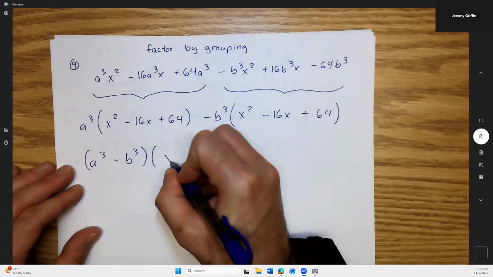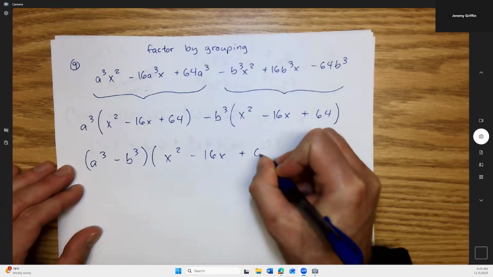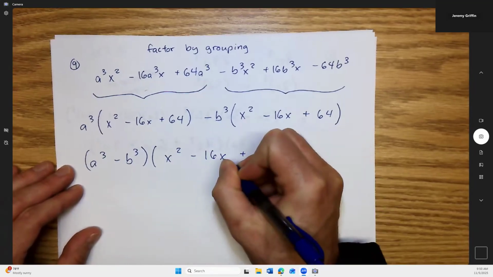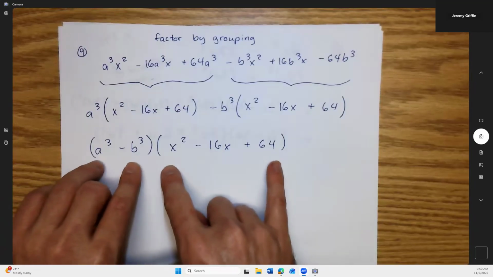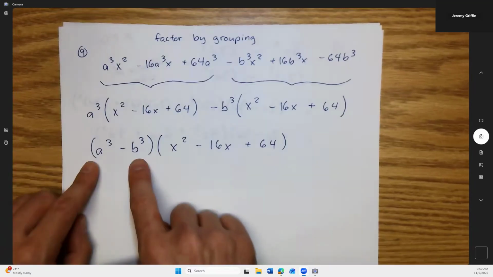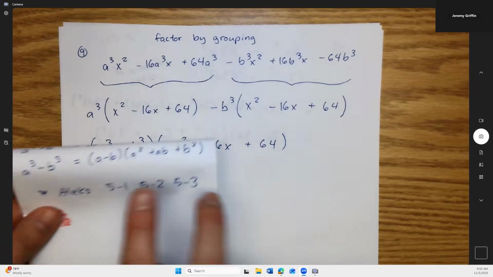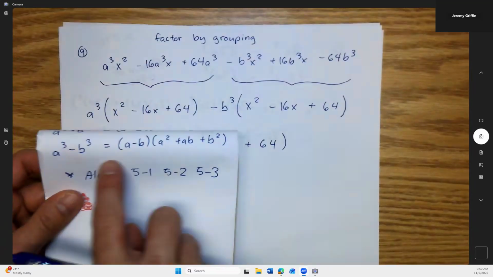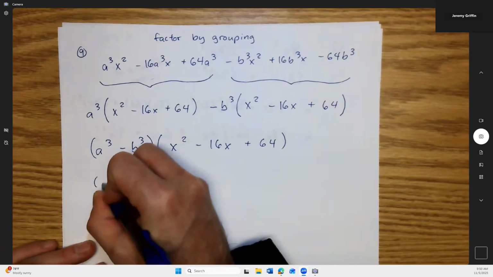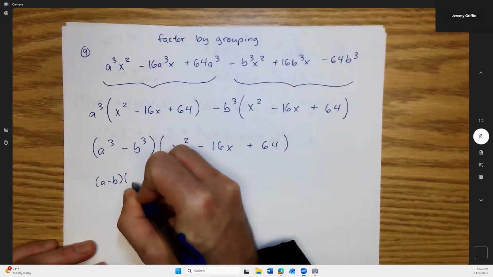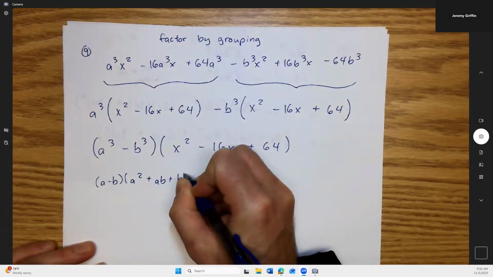Because I just factored out x squared minus 16x plus 64. Yeah, so now we're making some progress, right? And I think each of these in parentheses I can further factor. Because here I have a difference of cubes. I know what that is. That's what we just did a few minutes ago. That's this right here. In fact, you're looking at it. And so that's a minus b, and then a squared plus ab plus b squared. So that factors like that.